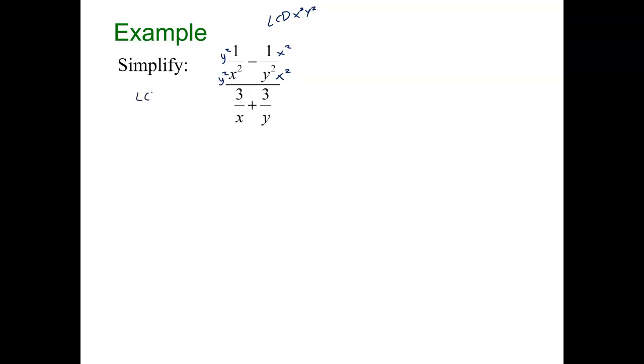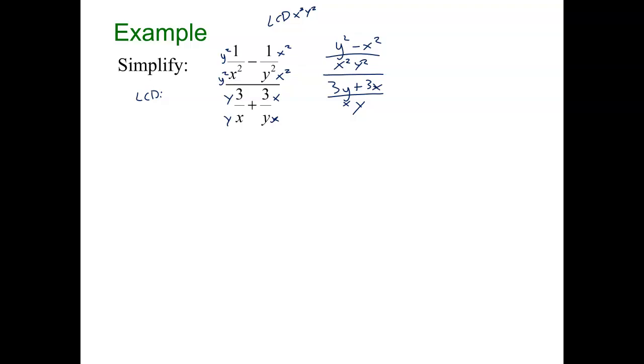xy is the LCD. So we multiply by what they're missing from the LCD. So I end up with y squared times 1 is just y squared. X squared times 1 is just x squared. And then I get my denominator, x squared, y squared. That's my numerator. Denominator, 3y plus 3x over xy. So now I have them condensed down to one term each. That's our goal. Condense it down to one term each.